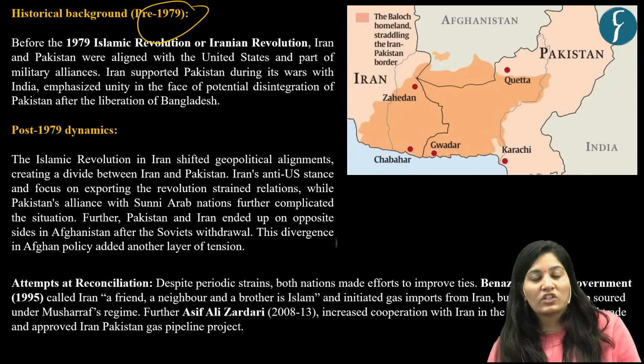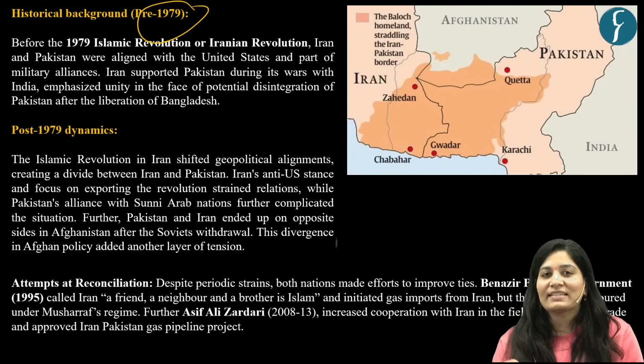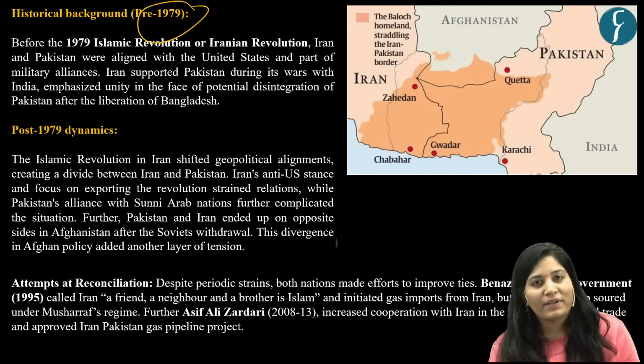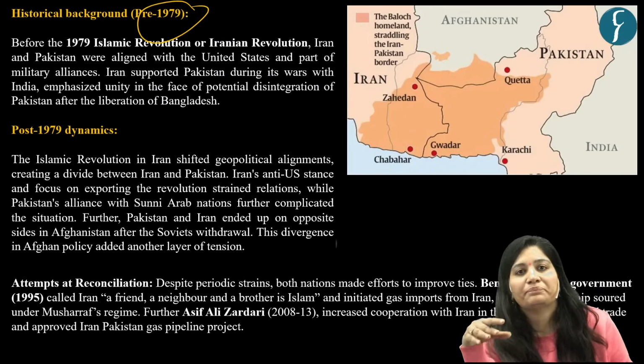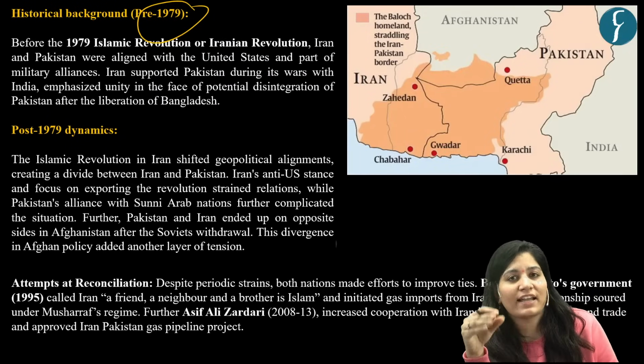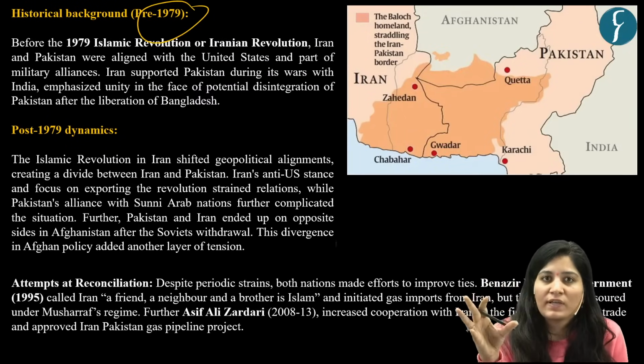But things changed post 1979. Why? Because of the Iranian revolution. Okay. So what happened? All this dynamics changed post 1979 because post 1979 Iran and US relations dipped.